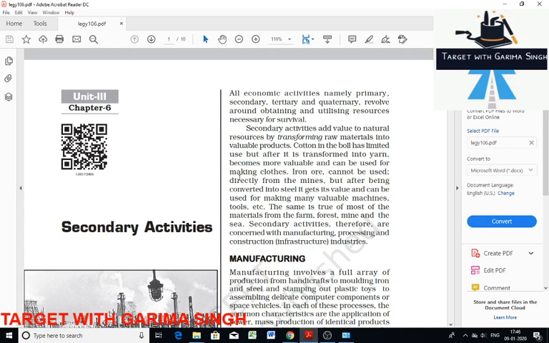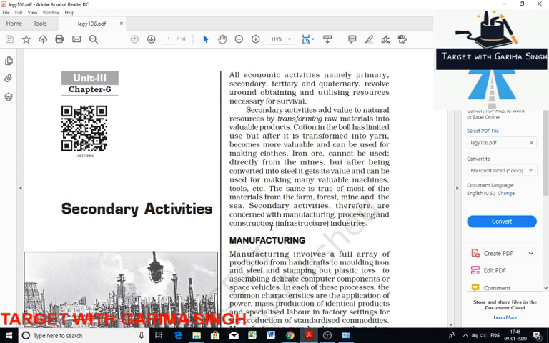We will study the sixth chapter, that is secondary activities. Let's start with the chapter on manufacturing industries. Secondary activities are also known as manufacturing activities. We will discuss what a manufacturing industry is and what it comprises.